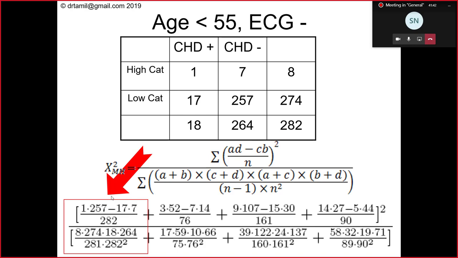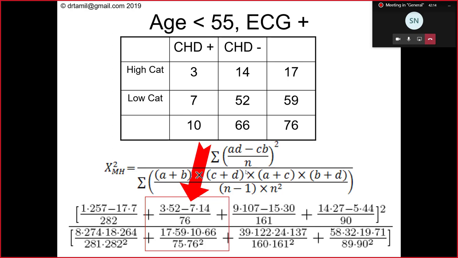Okay, just a bit of explanation. This is not 1.257. This is 1 times 257. This is 17 times 7. So the dot is not a decimal point, okay? The dot is a multiplication symbol. Because every year I get the question. So please wake up. Take note, the dot is multiply.